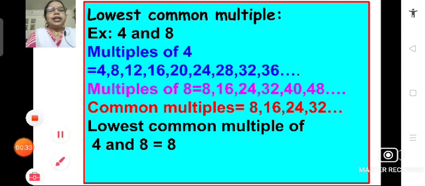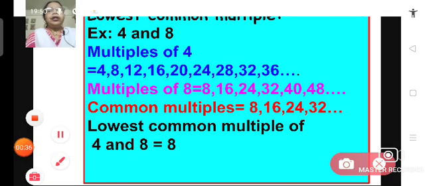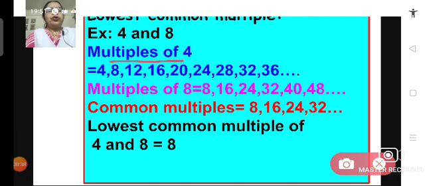Let's find the LCM of 4 and 8. So, let's write the multiples of 4. What are they? They are 4, 8, 12, 16, 20, 24, 28, 32, 36 and so on. And what are the multiples of 8? They are 8, 16, 24, 32, 40, 48 and so on.